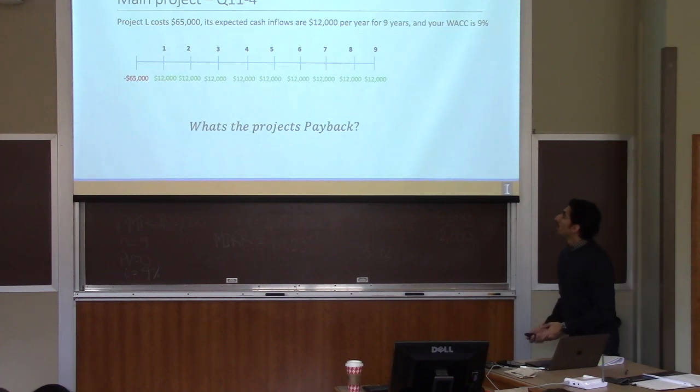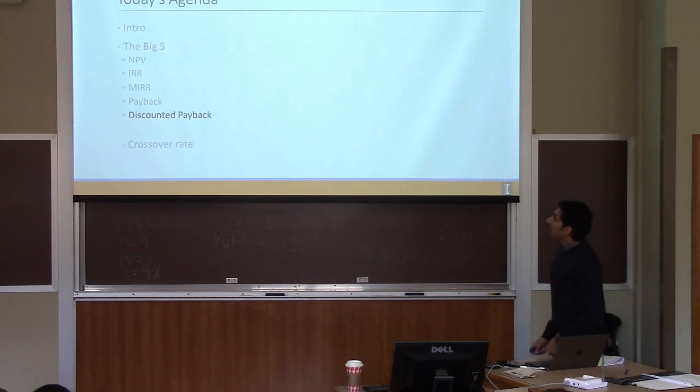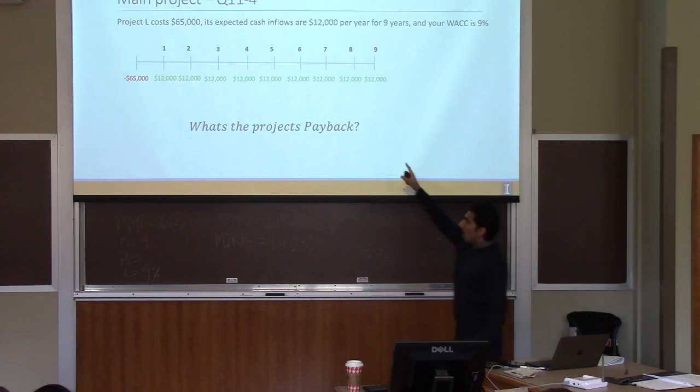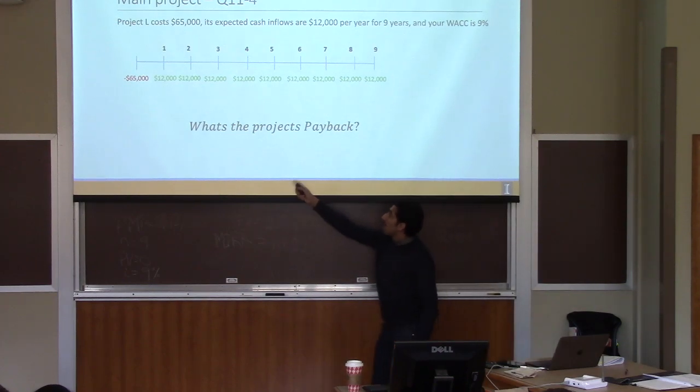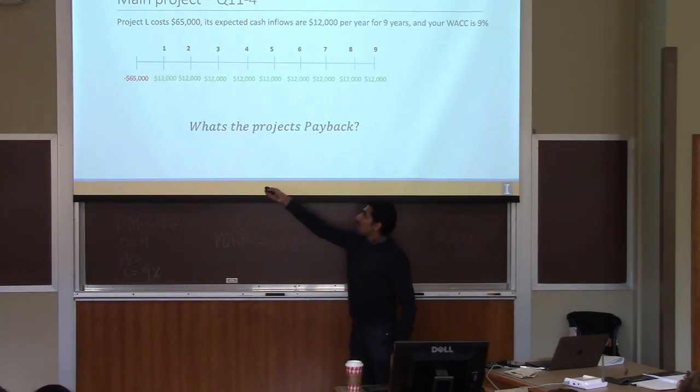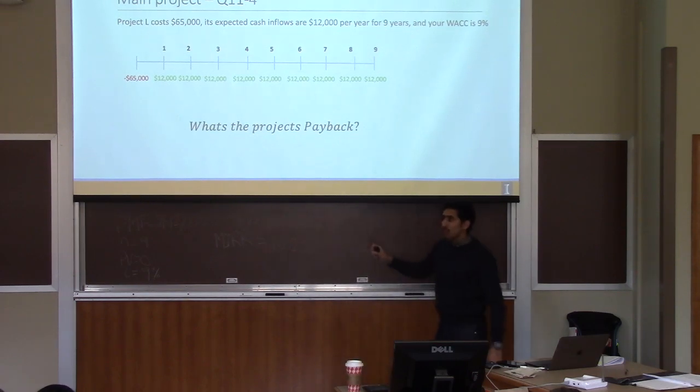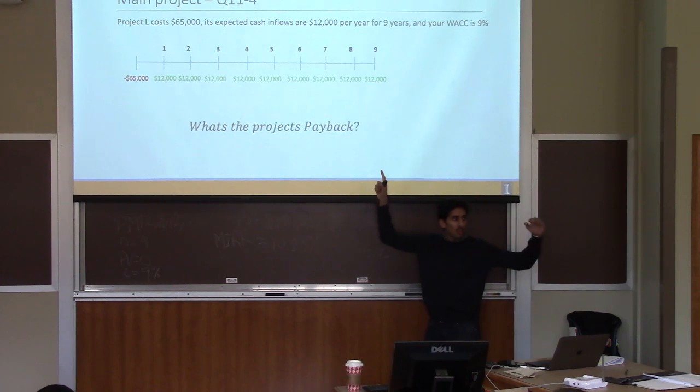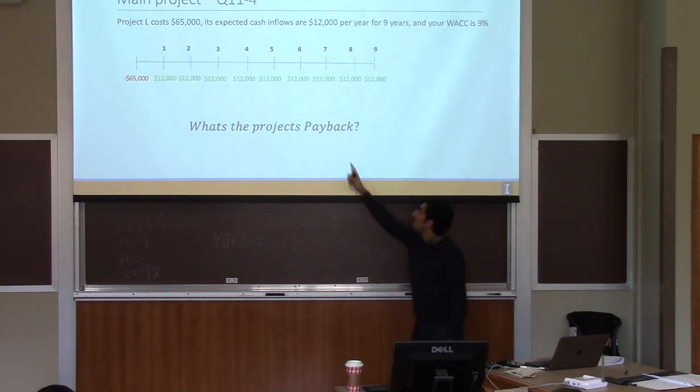We're good? Just one trick here. How the book calculates it is they just take 65,000 divided by 12,000 and you get the same number. So this works only when your cash flows are constant. Don't do that if they're not. Okay? I don't want you to fall into this trap.